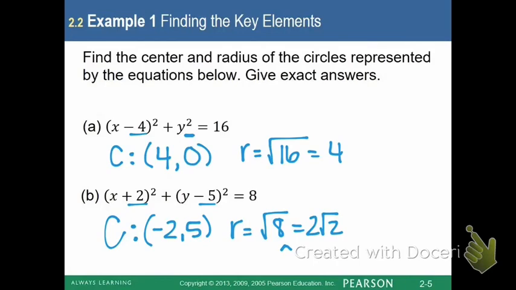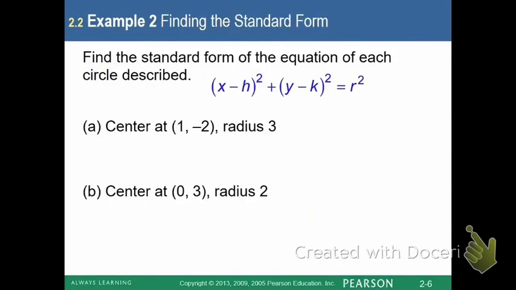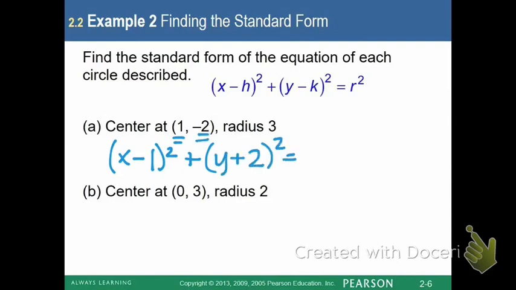Good. Next part, find the standard form of the equation of each circle described. So now it's working backwards. They give us the center and the radius. We need to find the equation. So we're going to set this up. It's always x, and then again you switch your sign here. So minus 1 squared, always a plus in the middle, and then y, switch my sign here. So plus 2 squared equals your radius squared, which is 3 squared. So that's 9.